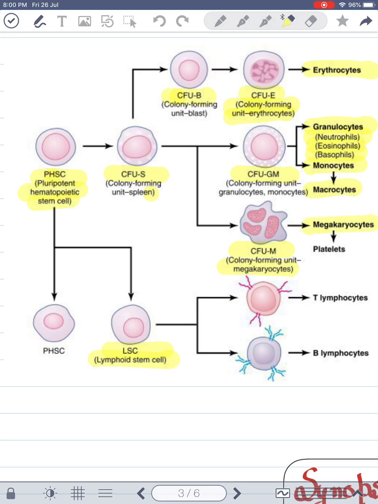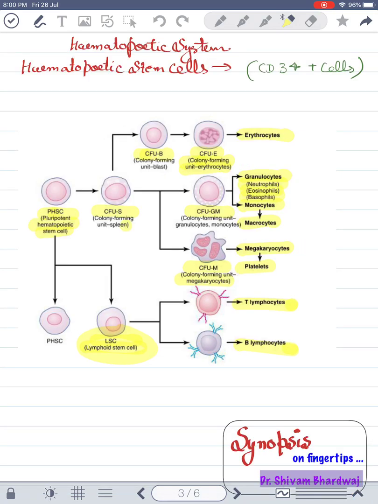CFU-M, these are the megakaryocytes, which will ultimately be forming the platelets. Now the lymphoid stem cell system will be forming the T lymphocytes and B lymphocytes. These are the defense cells which are responsible for maintaining the humoral immune system.